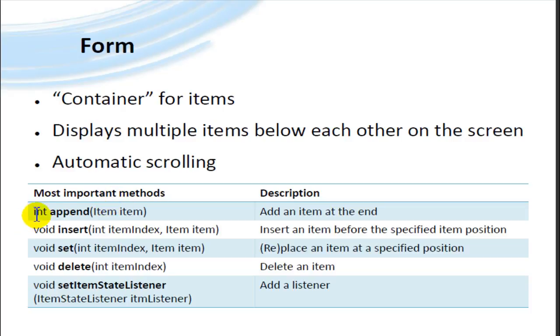There are a lot of methods, like if you want to append some item to it, or you want to insert something before the specified item. We have many items, and you want to insert something before one, so you have to tell it the item index, because the item index is important to tell where to insert. If you want to set, that means you want to replace some item with some other item. You delete an item simply, or you add a listener. So set item state listener means to add a listener, right?